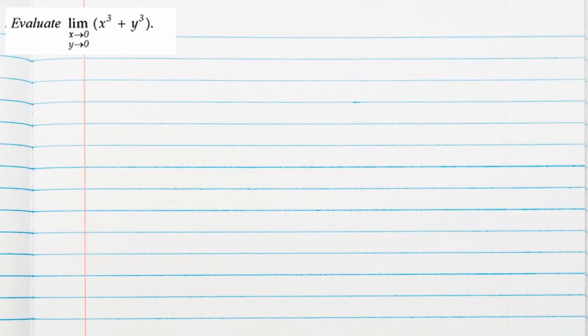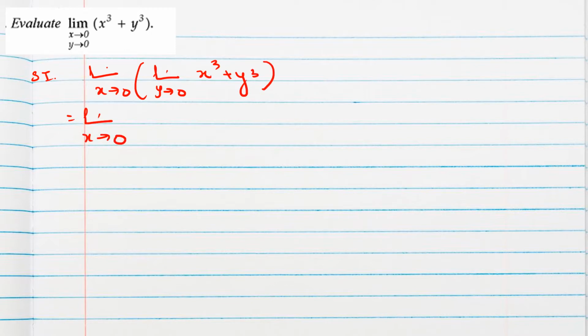Evaluate the limit as x tends to 0, y tends to 0, of x cube plus y cube. So step 1 is keeping x constant. We will find the limit as y tends to 0. So here, keeping x constant, that means x cube plus 0. So the final answer is x cube.